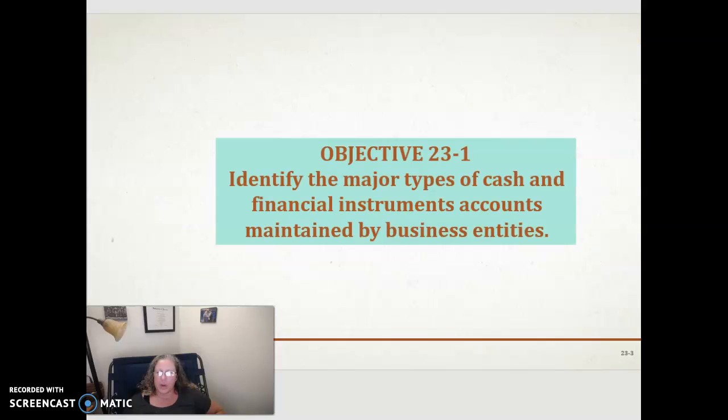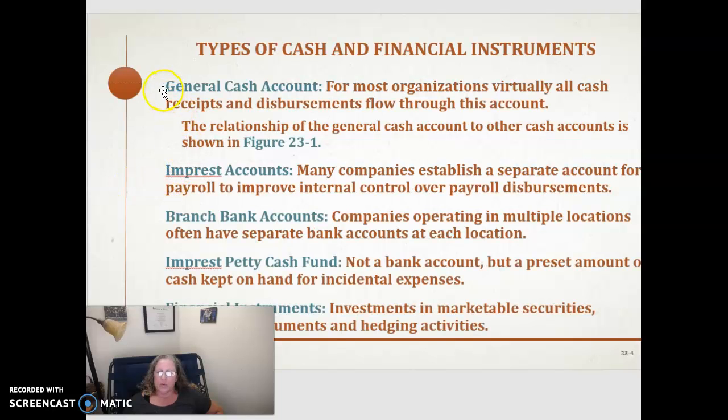The first one is to identify the major types of cash and financial instruments accounts maintained by business entities. So first we have the general cash account, and for most organizations, virtually all cash receipts and disbursements flow through this account. The relationship of the general cash account to other cash accounts is shown in figure 23-1, which we will review in a moment.